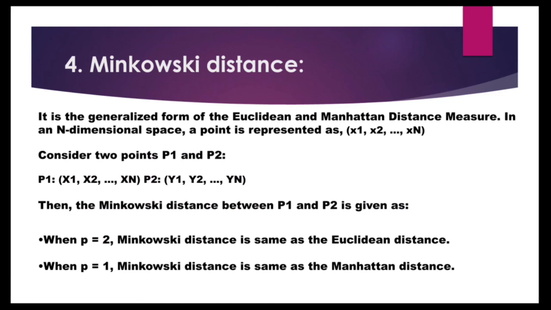Minkowski distance. It is the generalized form of the Euclidean and Manhattan distance measures. In an n-dimensional space, a point is represented as h1, h2 up to hn. Consider two points P1 and P2. P1 is h1, h2 to hn. P2 is y1, y2 up to yn. Then the Minkowski distance between P1 and P2 is given as follows. When P is equal to 2, Minkowski distance is the same as the Euclidean distance. When P is equal to 1, Minkowski distance is the same as the Manhattan distance.